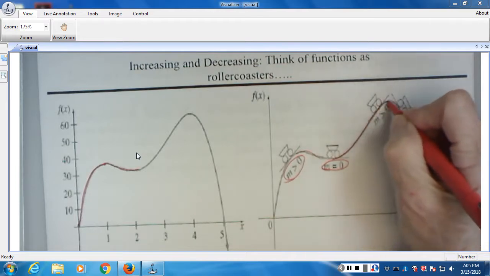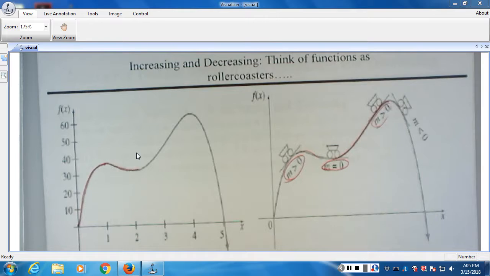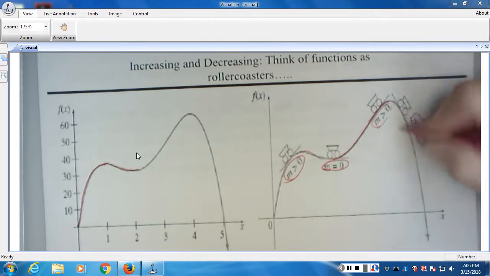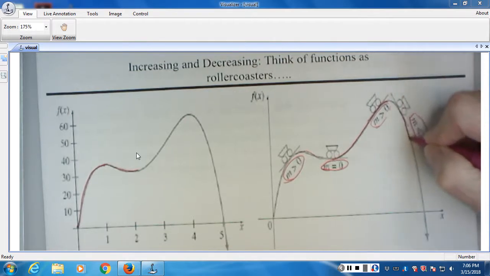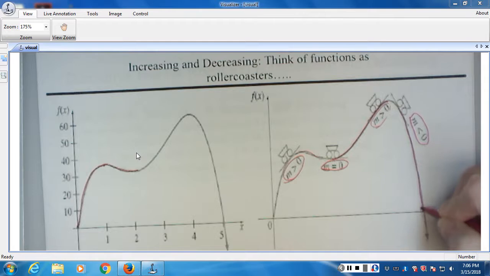And as long as it's climbing, the slope is positive. But then what happens when it gets to the top of that last hill? It goes down fast. It not only has a negative slope, but it makes you think you're going to go into a completely vertical slope, an undefined slope, because it's going so fast.